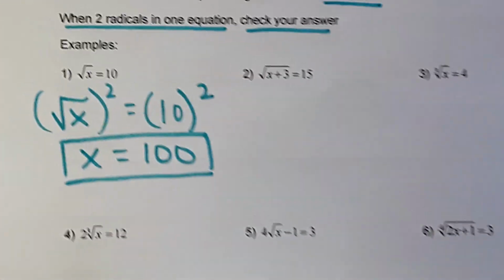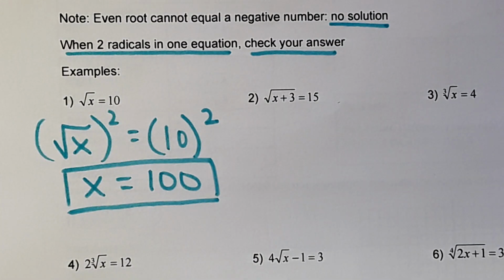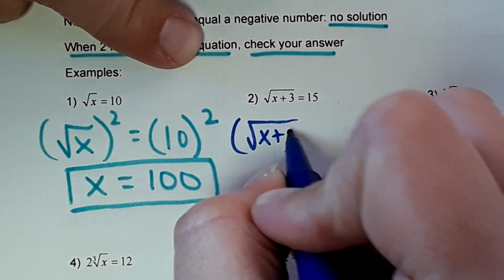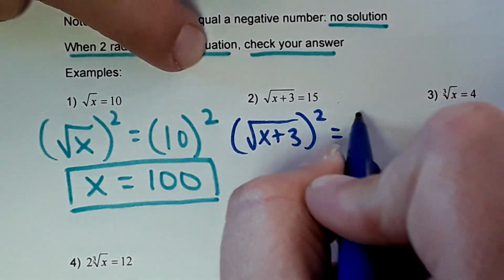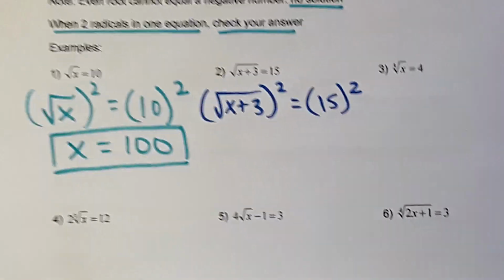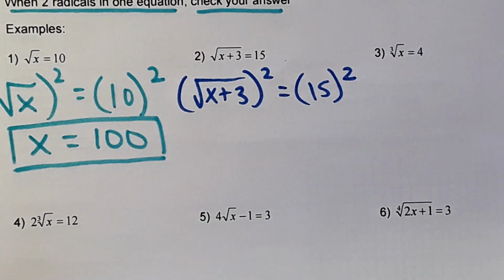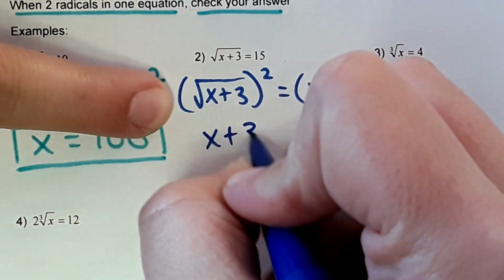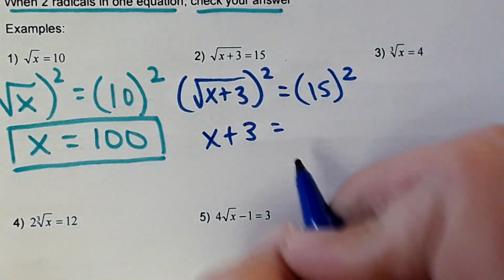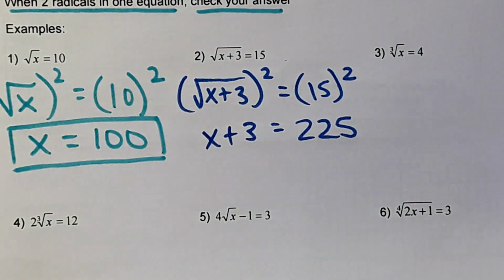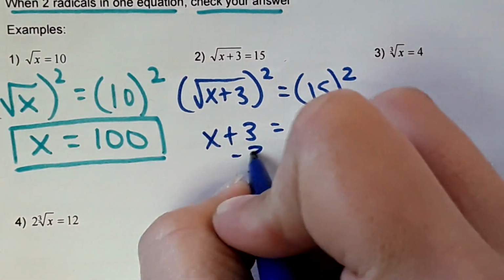Okay, number 2. Same idea. We are going to square both sides to get rid of the radical. So it'll look like this. X plus 3 squared equals 15 squared. And these are actually really straightforward and simple. So we square this, we just get x plus 3. And then 15 squared, you could plug that into a calculator and get 225. And then we just solve for x.